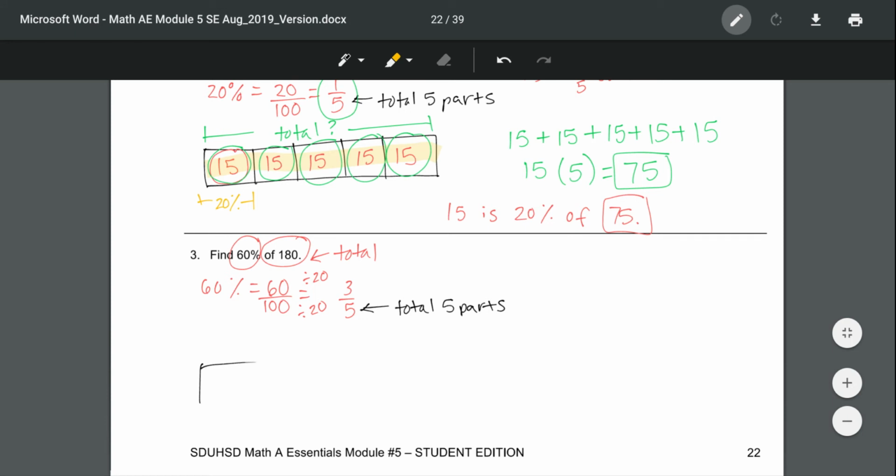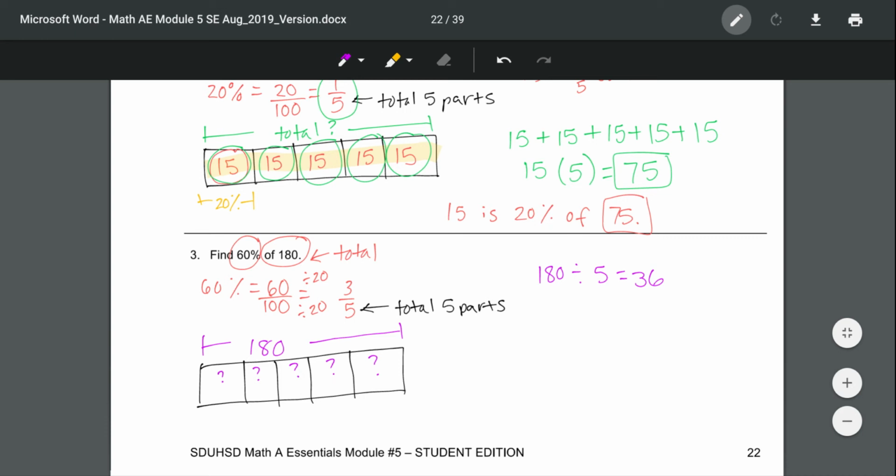So draw your bar model, and I'm going to break it into 5 equal parts. So the total value of our bar model is 180. And we want to know what the value of each individual part would be. So you need to take 180 and divide it by 5 to get the value of each part. So you get 36, so the value of each part would be 36.